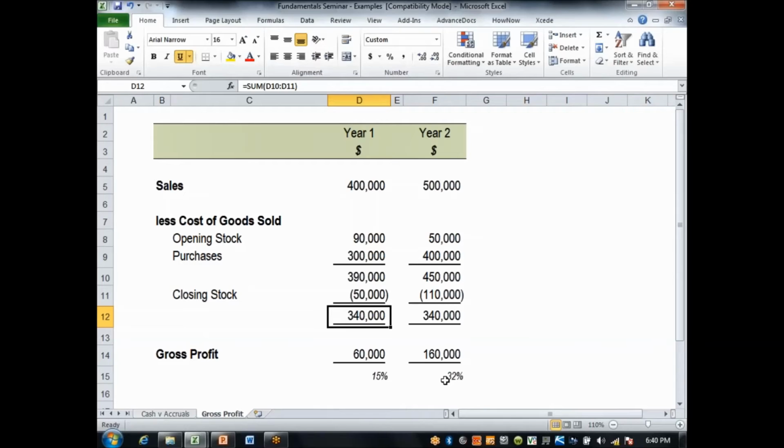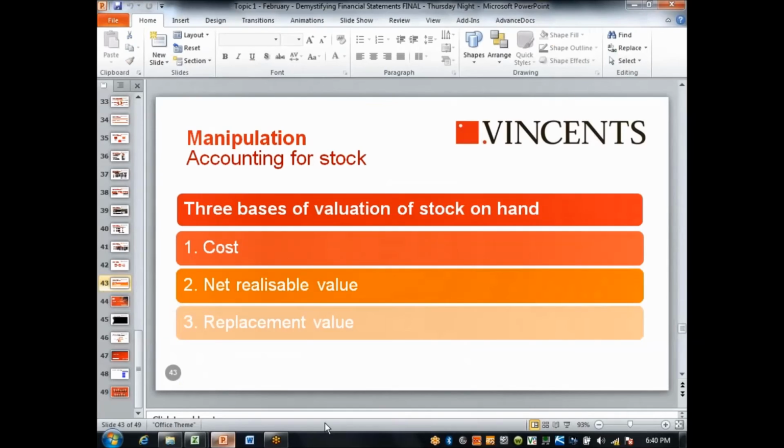So the riddle is, if you increase your closing stock figure, your profit will be higher. If you decrease your closing stock figure, your profit will be lower. And obviously the opposite happens the following year.